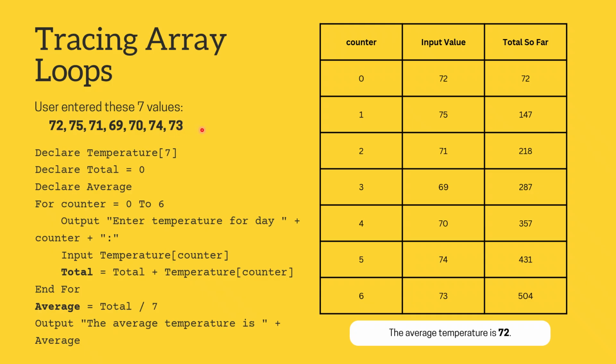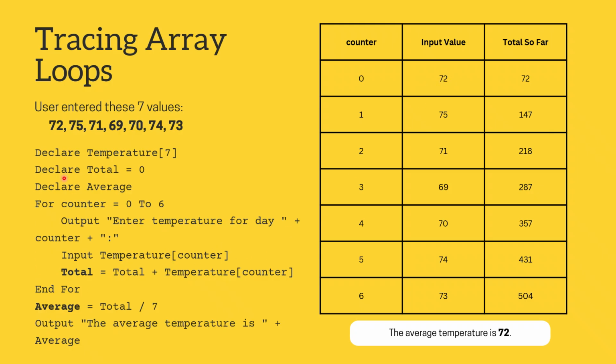These are the temperatures that they enter. So this is what happens during each iteration. Again, we're going through this loop. We declare the total again, it starts as 0. The first input is 72, and the counter is 0. So they input 72, and then the total would be 72. So that's the total, the total plus whatever this value is.